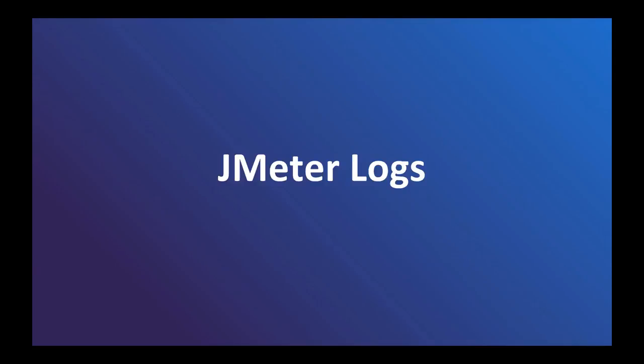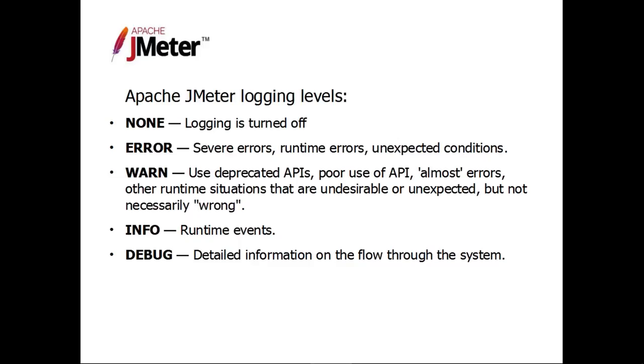The latest version of the Apache JMeter logging system uses the log4j logging framework. The JMeter log levels are types of severity for messages that are written in the log. They are based on the log4j framework log events. They are none, error, warn, info, and debug.